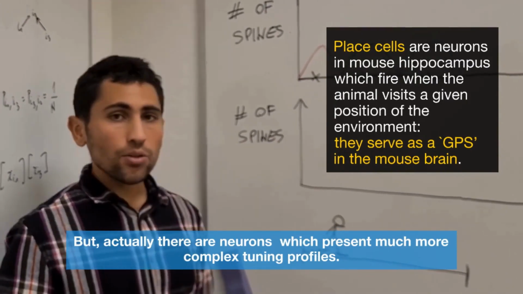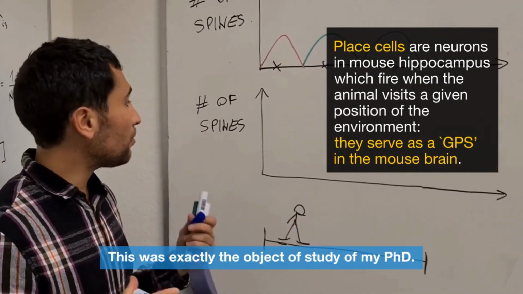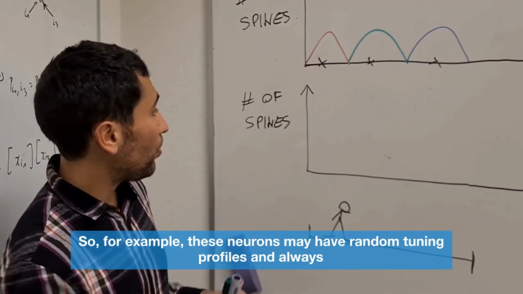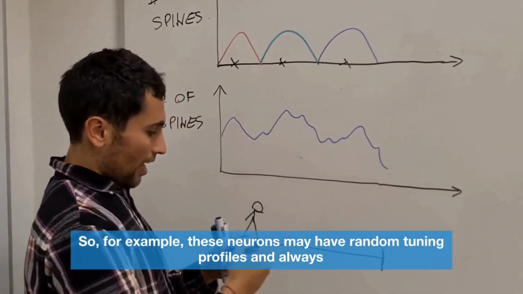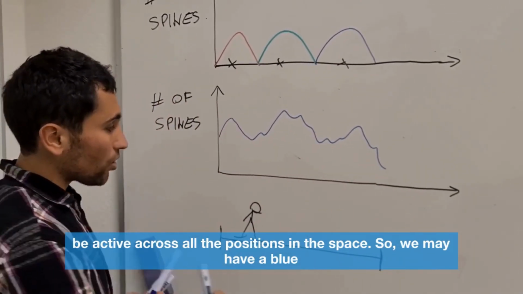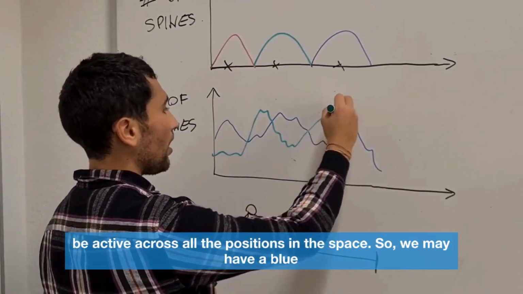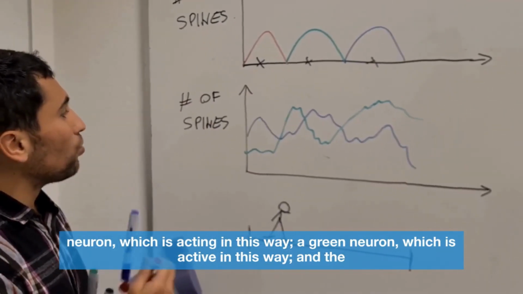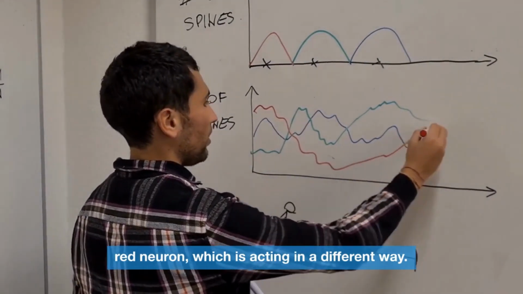But actually, there are neurons which present much more complex tuning profiles, and this was exactly the object of study of my PhD. So, for example, these neurons may have random tuning profiles and always be active across all the positions in the space. So we may have a blue neuron which is active in this way, a green neuron which is active in this way, and a red neuron which is active in a different way.